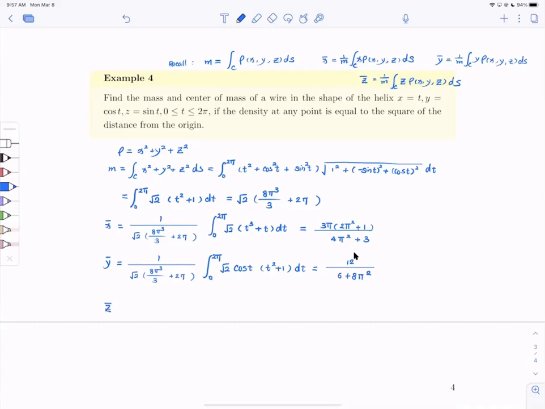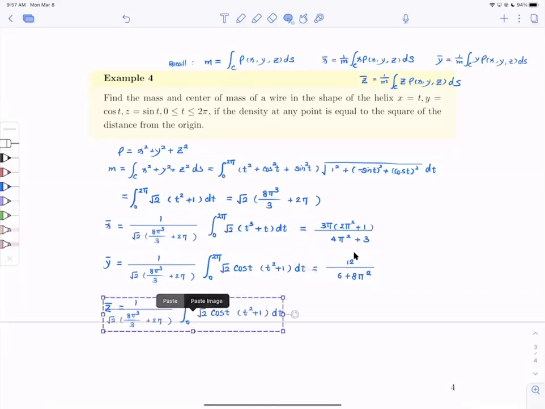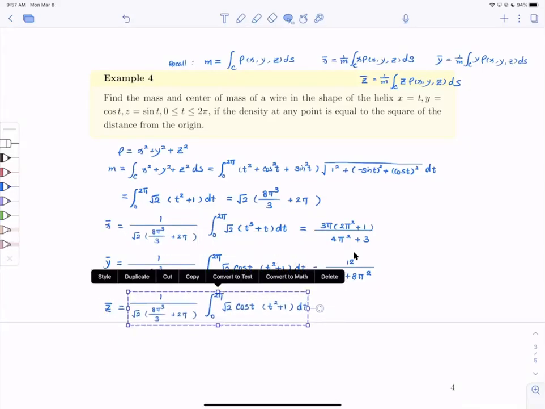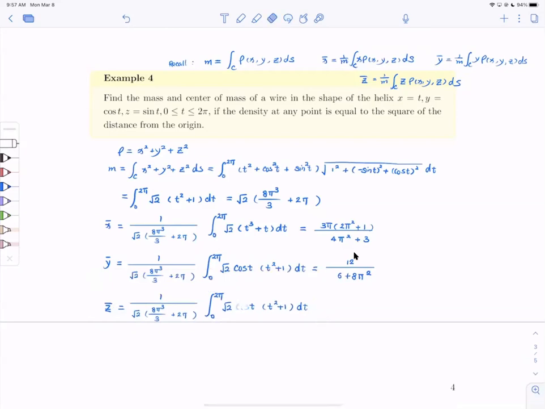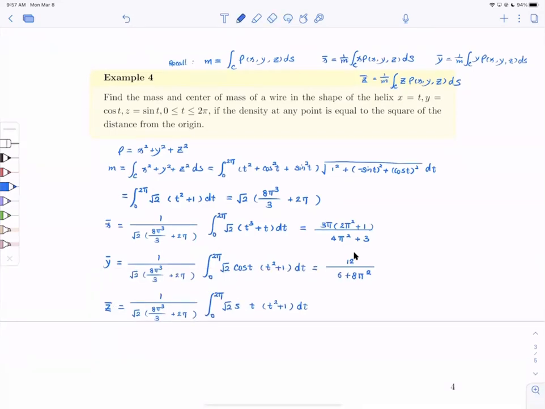And z bar is, again, we have a similar thing, except you change y to z. So y to z, change this to sine t. Again, you need to use integration by parts twice. And this will give you negative 12 pi over 6 plus 8 pi squared. Okay, so that's example 4.